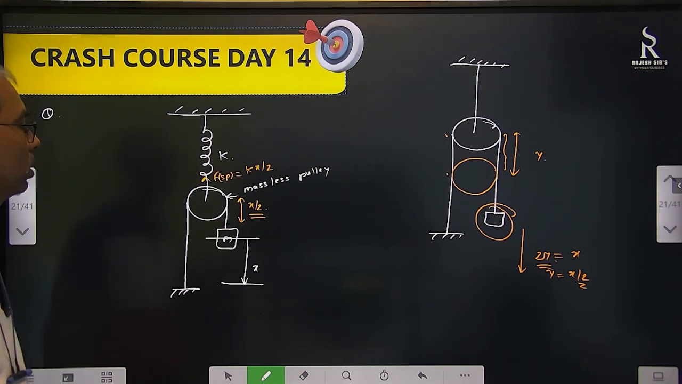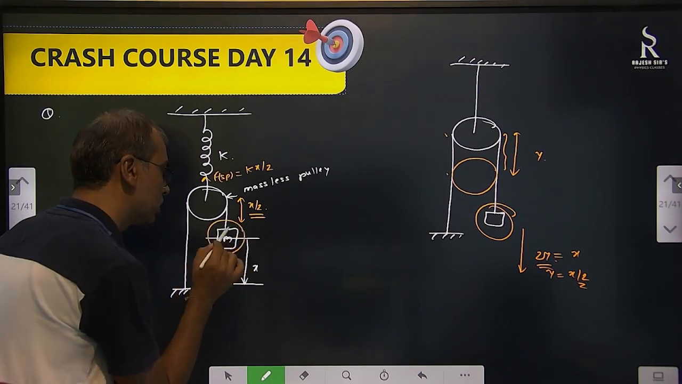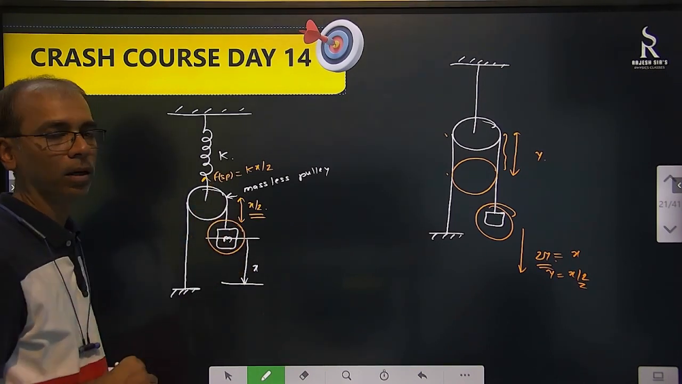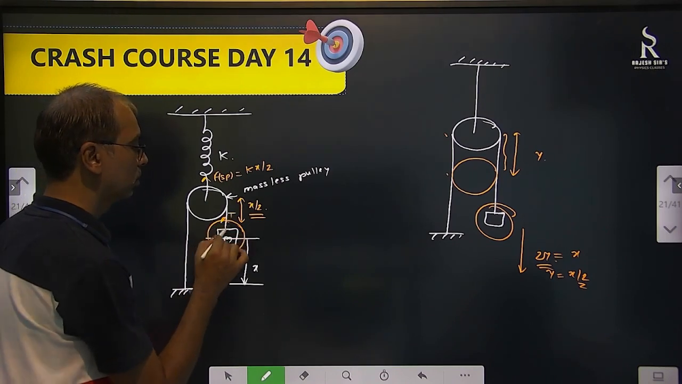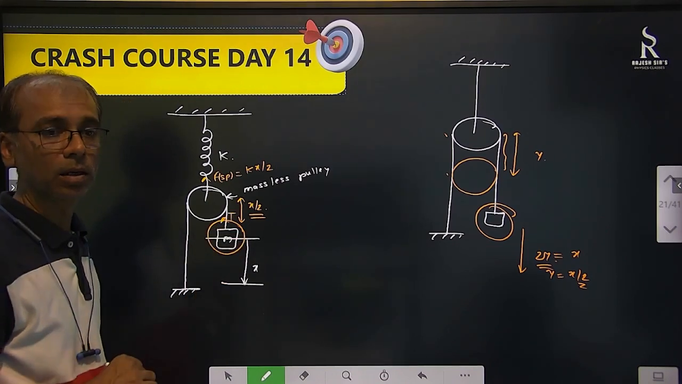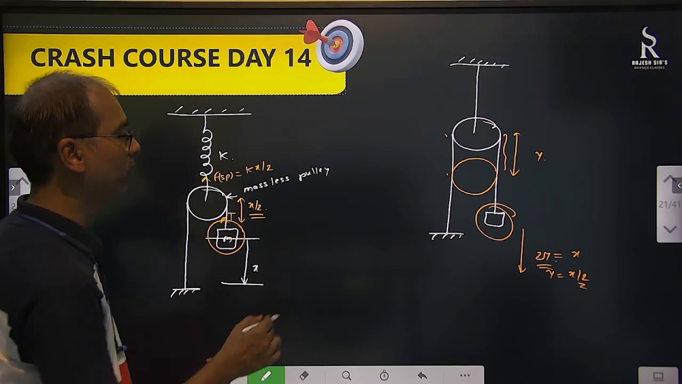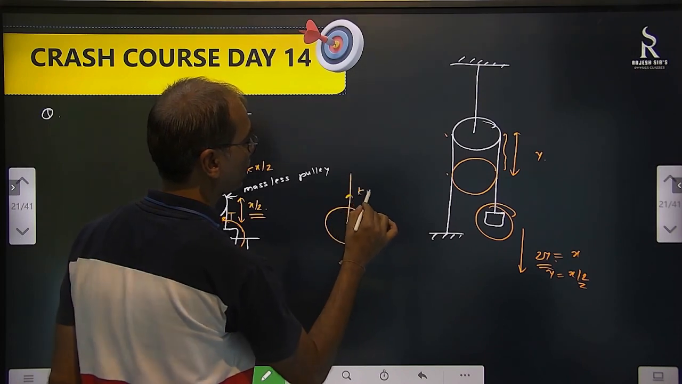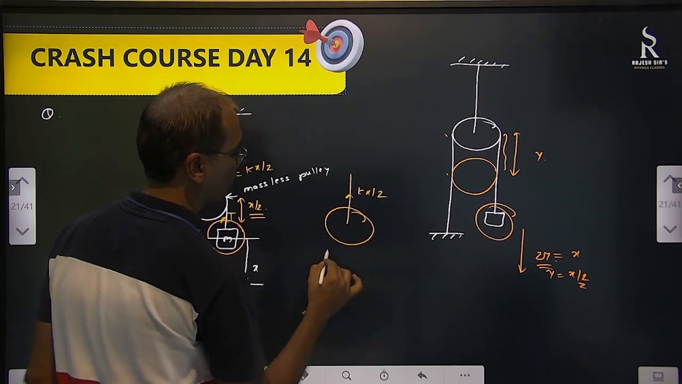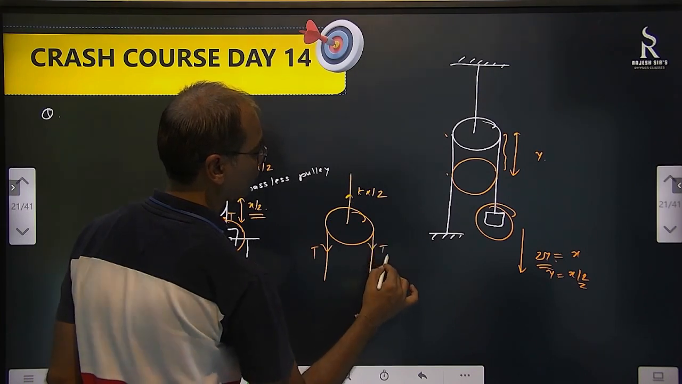Absolutely fine. No problem at all. But what is the restoration force on this? Spring force is not acting on this one. Who's acting? Tension is acting. This tension is variable here. Yes, tension is variable. Why? Because spring force is variable. So on this pulley, here kx by 2 is acting, here T is acting, here also T is acting.